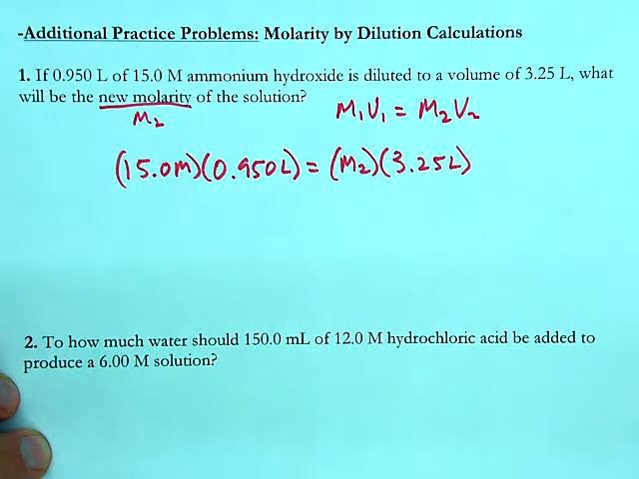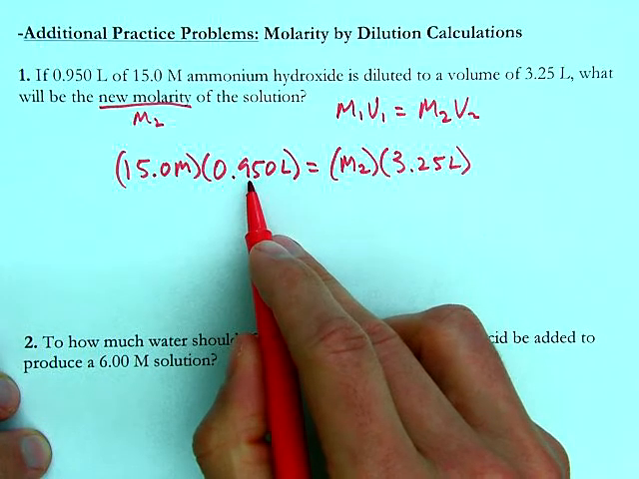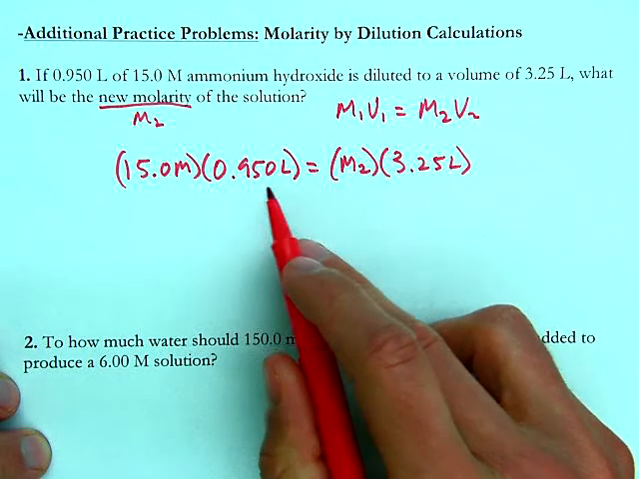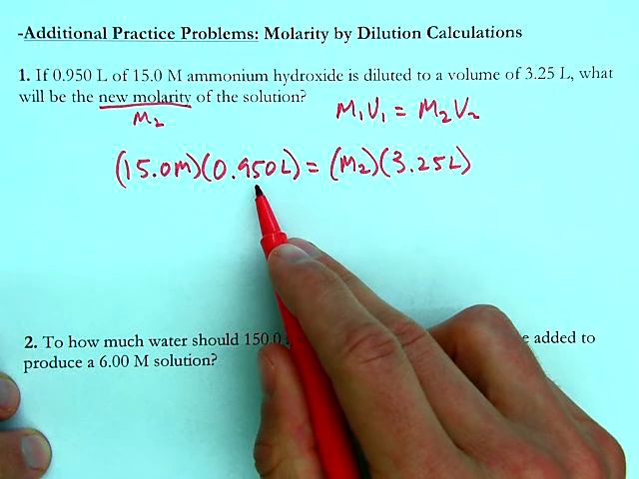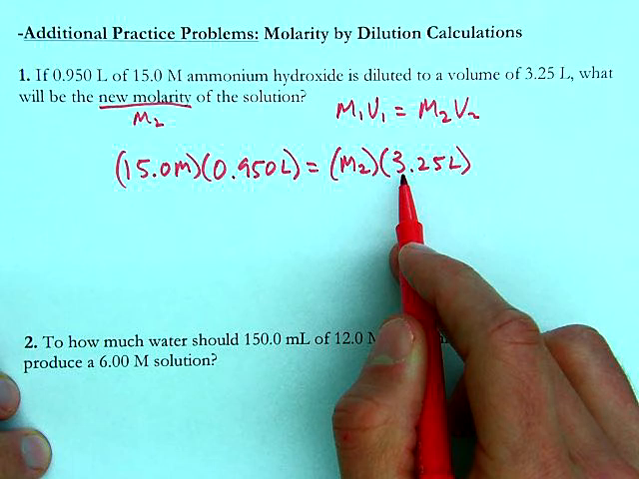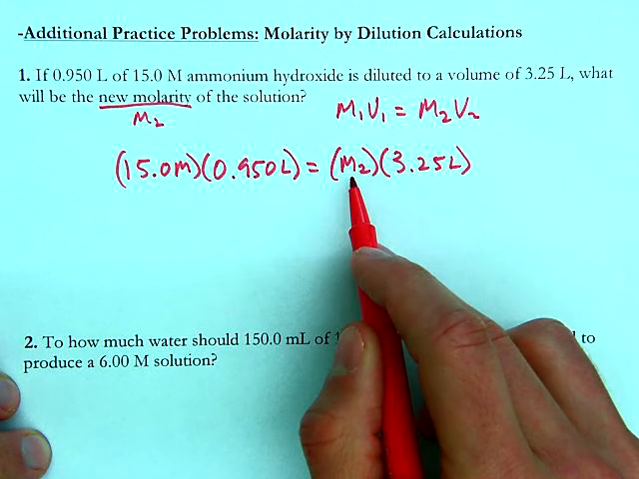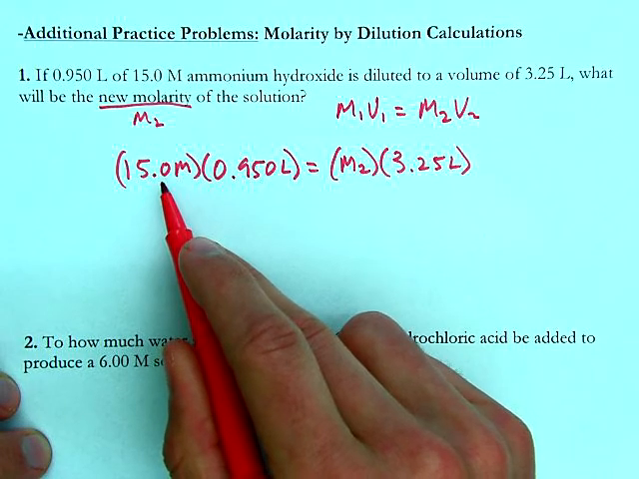Now, before we even solve, we should think about how this is going to change, right? The volume goes from 0.95 to 3.25, so the volume is increasing, which means we're watering it down. In fact, the volume is more than 3 times larger than we started with, which means our molarity is going to be less than a third of what we started with. We'd expect it to be less than 5, 4 point something probably.